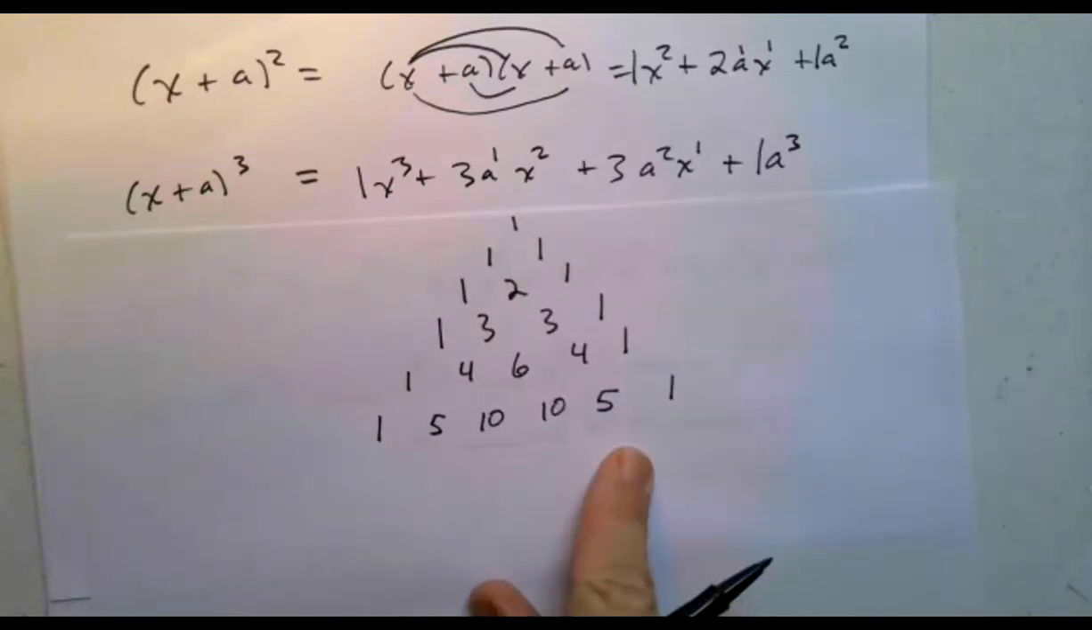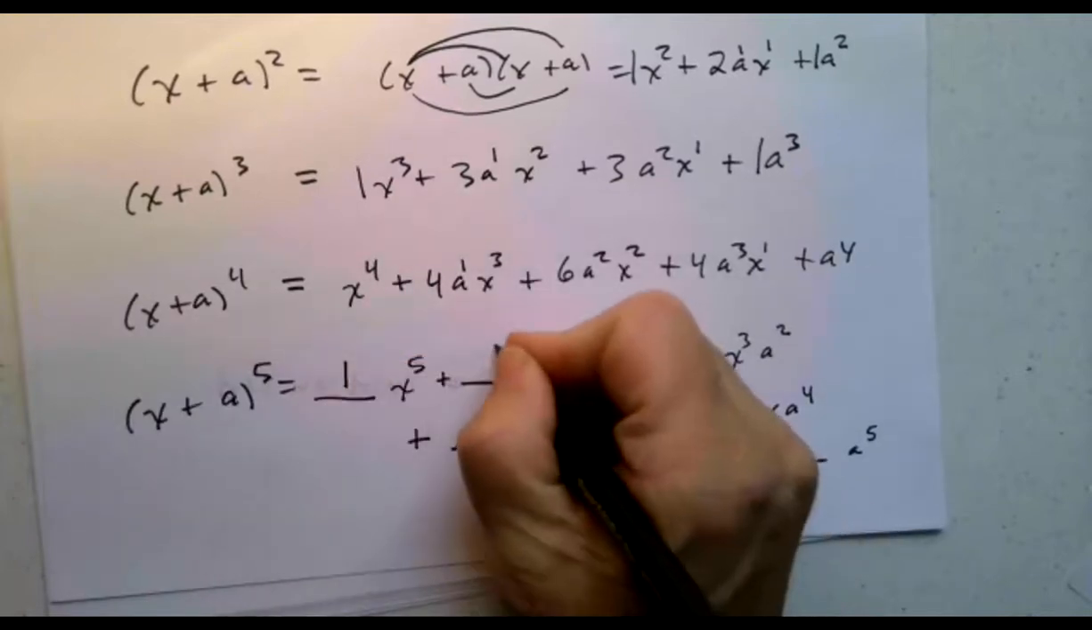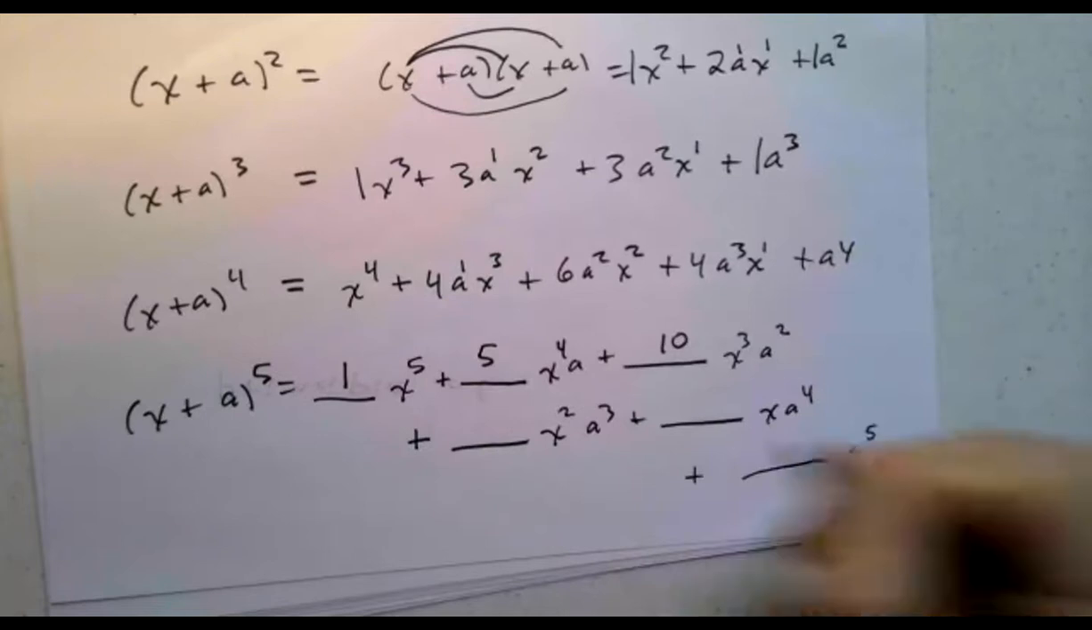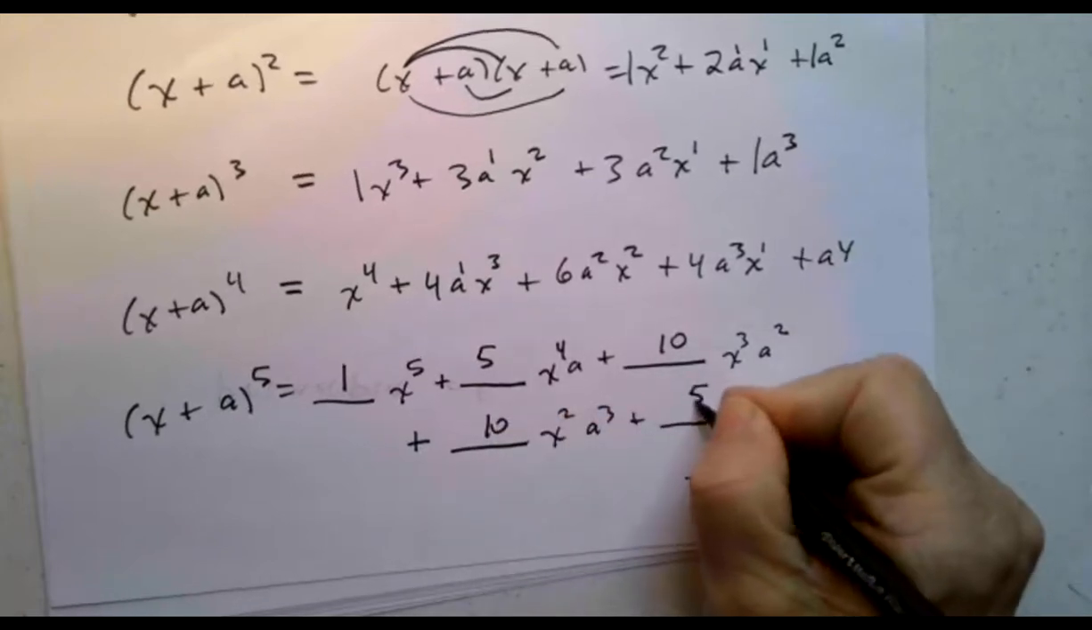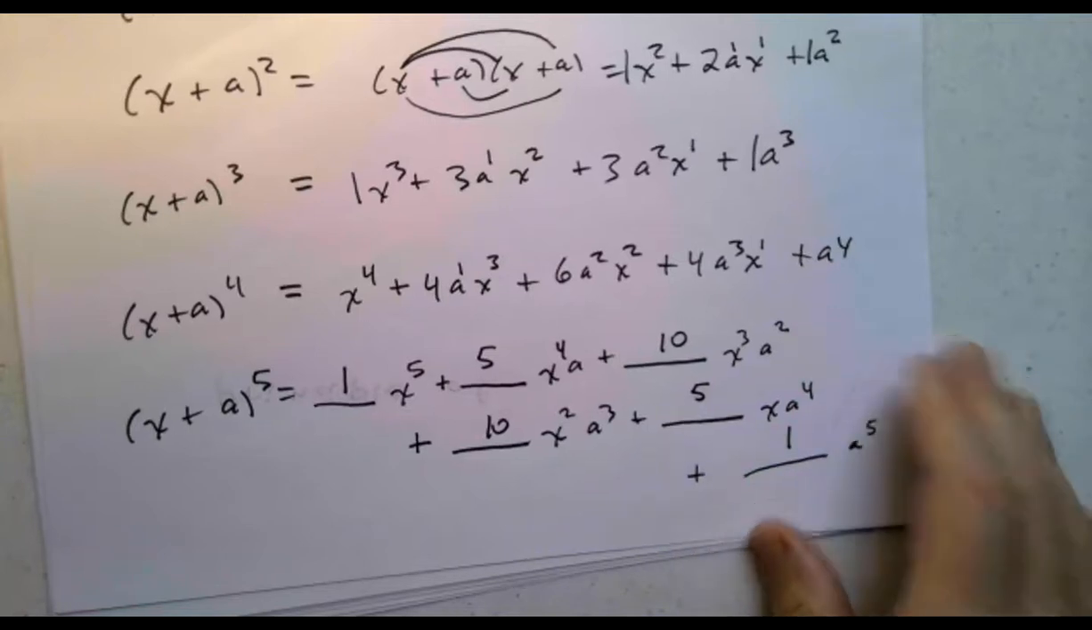1, 5, 10, 10, 5, 1 from Pascal's triangle. Now we're going to show a way to get there. So we're going to get 1, 5, 10, 10, 5, 1. 1x to the 5th, 5x to the 4th a, 10x to the 3rd a squared plus 10x squared a to the 3rd plus 5x a to the 4th plus 1 a to the 5th.